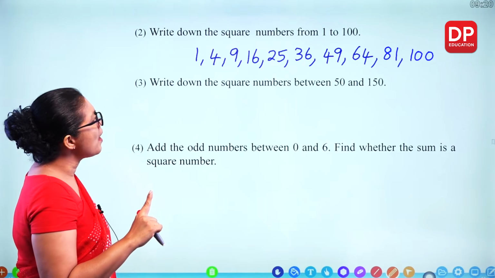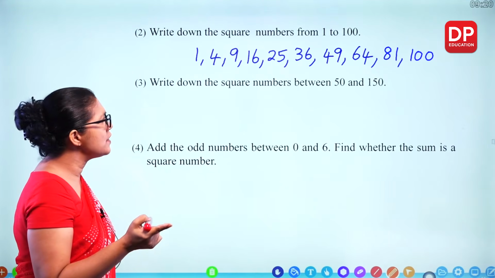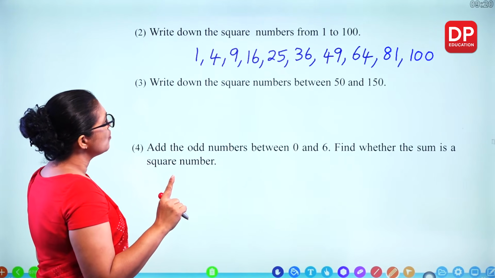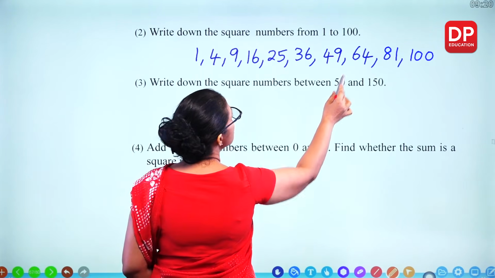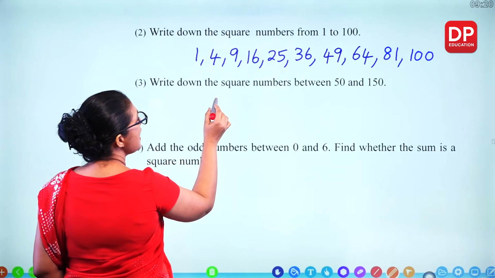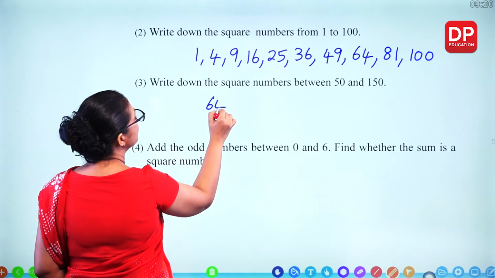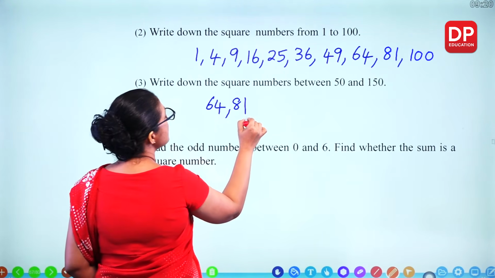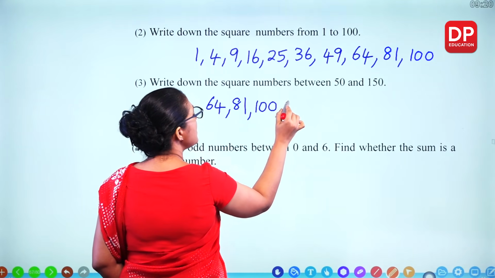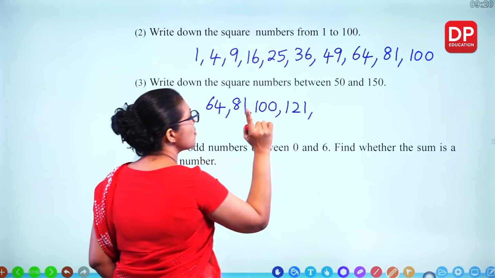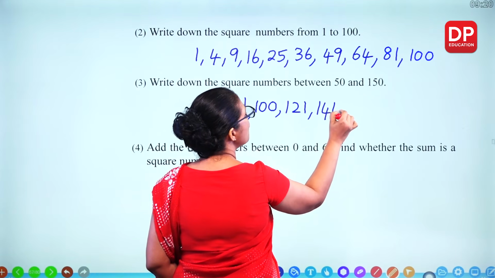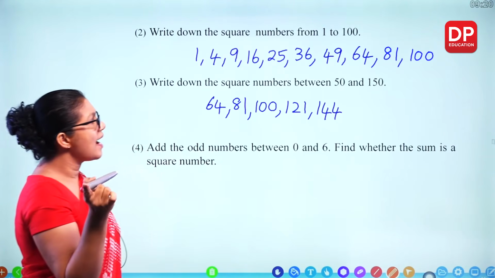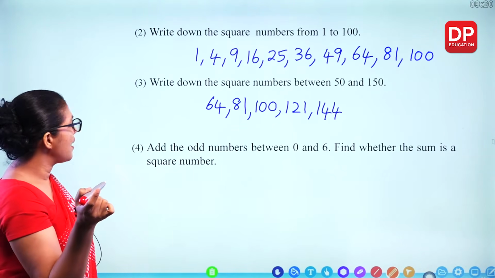Write down the square numbers between 50 and 150. Between means you can't consider them. So you can start from 64. That's 8 times 8. 9 times 9, 81. 10 times 10, 100. 11 times 11, 121. 12 times 12, 144. 13 times 13, you get 169. So you can't write 169.